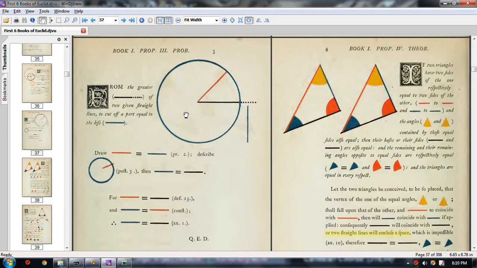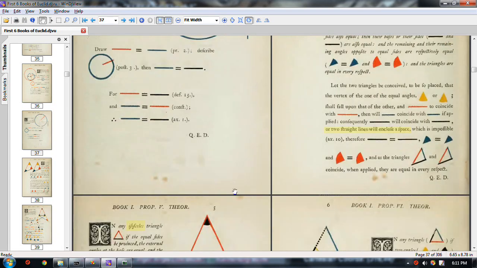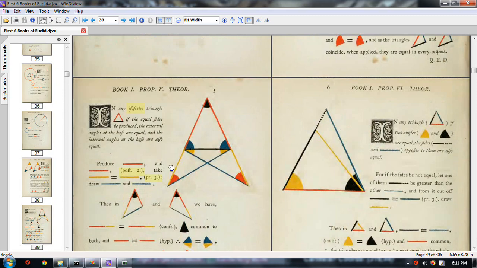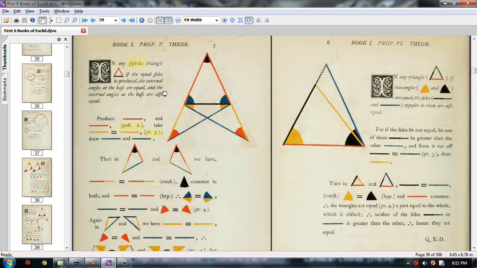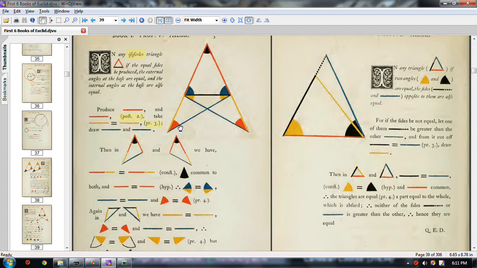So basically, this is a procedure for cutting a line into two bits, one bit equal to some part that is given, in this case arbitrarily, but in our case the one we added ourselves, so it's not totally arbitrary.